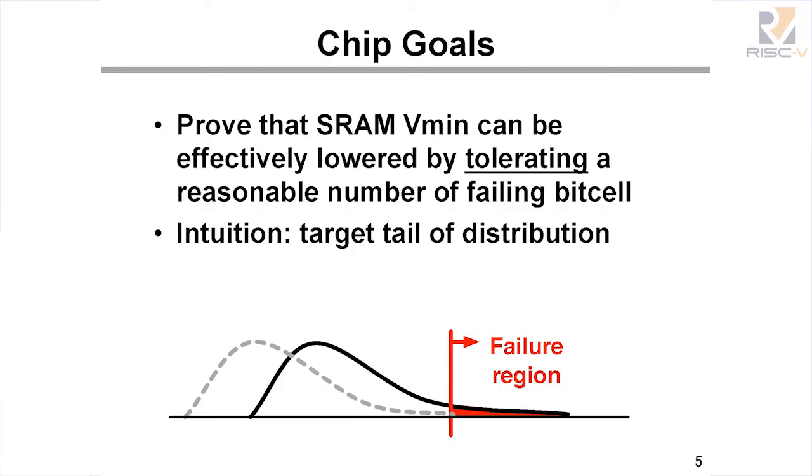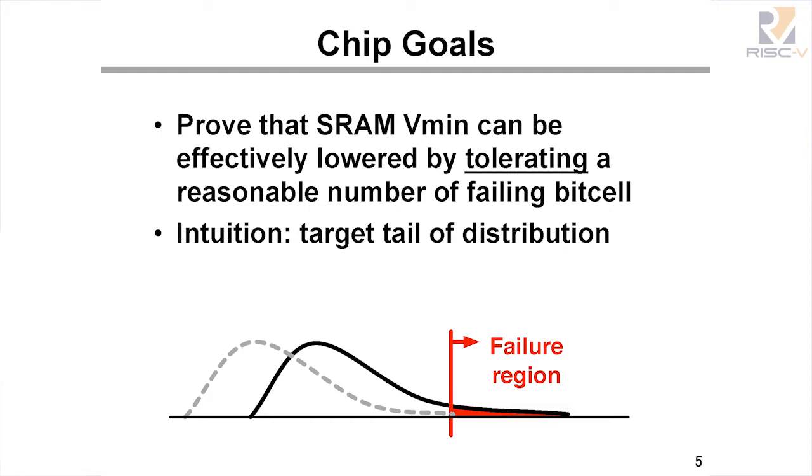So overall, the goal of this chip is to prove that the SRAM Vmin can be lowered by tolerating a reasonable number of failing bit cells. And the target for this will be a 28nm processor with a 1 megabyte L2 cache. The overall intuition here is that we'd rather target the tail of the distribution. This is a cartoon of a hypothetical distribution where these are SRAM bit cells, and if they're in the tail of the distribution, they fail.